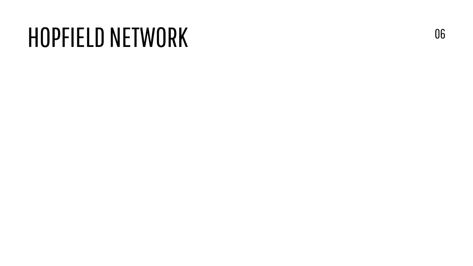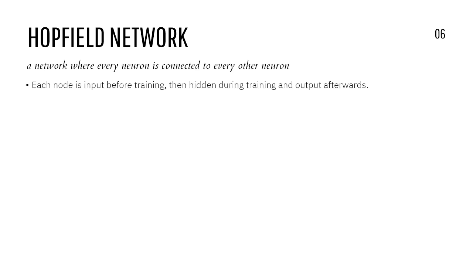Next is the Hopfield network. This Hopfield network is a network where every neuron is connected to every other neuron. It is a completely entangled plate of spaghetti, as all the nodes function as everything, so everything is connected, and each node is input before training, then hidden during training, and output afterwards.